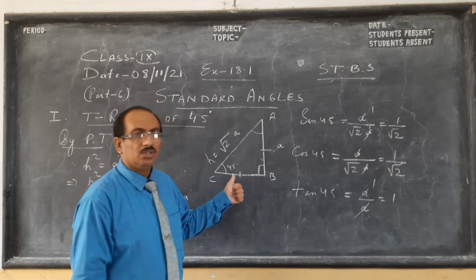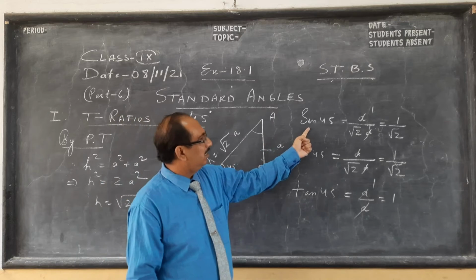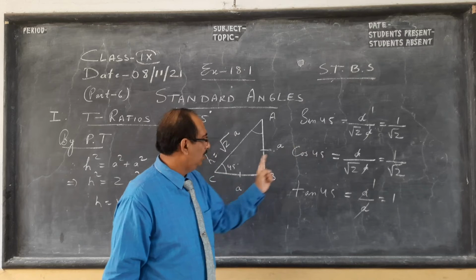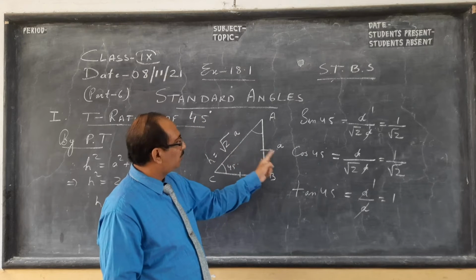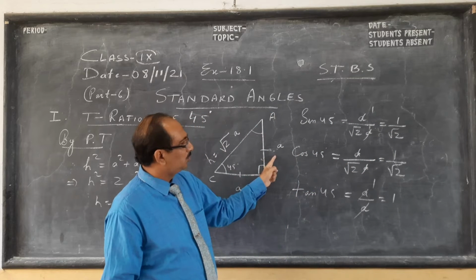Okay, just to tell you the other trigonometric ratios in short, sine and cosec are reciprocal. So cosec of 45 will be root 2a by a, it will be root 2 by 1, root 2. Just reciprocal. Cosec 45 is root 2.